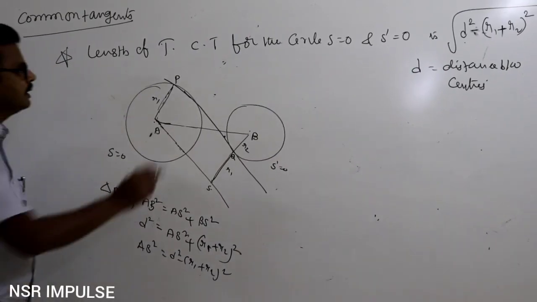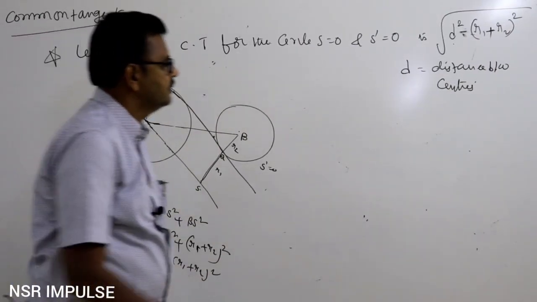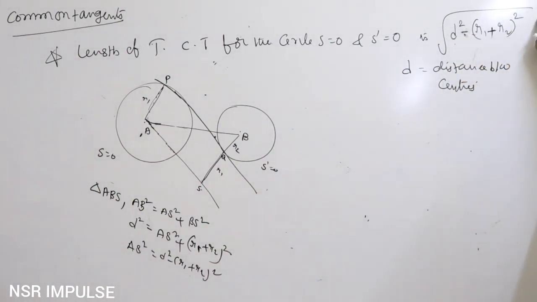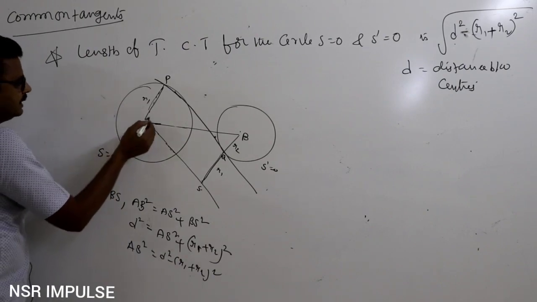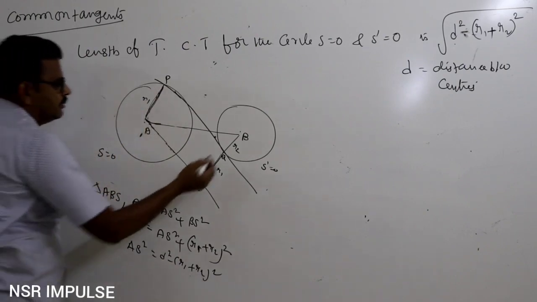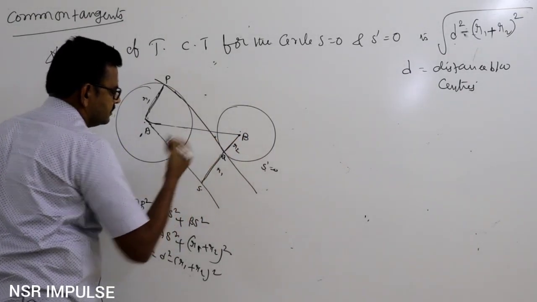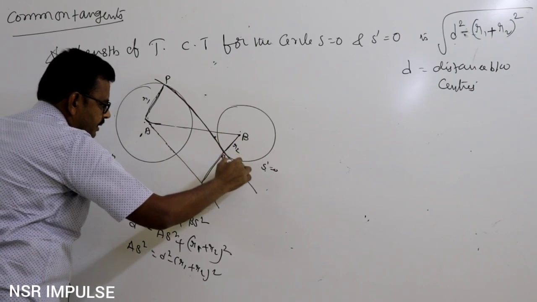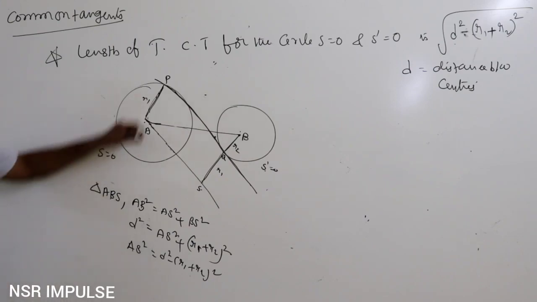The length of the transverse common tangent for the circles S equal to 0 and S dash equal to 0 is root of d square minus (r1 plus r2) whole square, where d is the distance between their centers. Here S equal to 0 is the circle with center A and radius r1, and S dash equal to 0 is the circle with center B and radius r2. PQ is the transverse common tangent, because the two circles lie on opposite sides of this line. Now we have to calculate PQ.